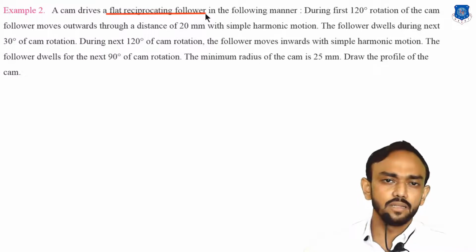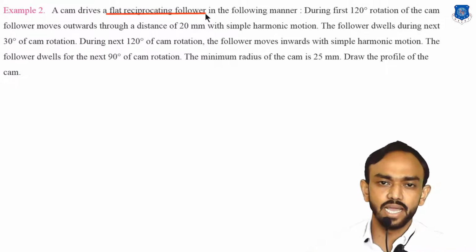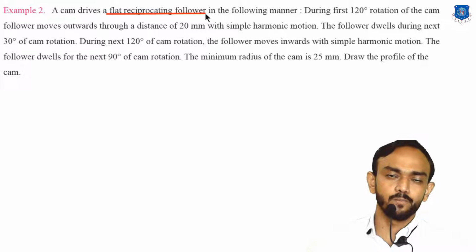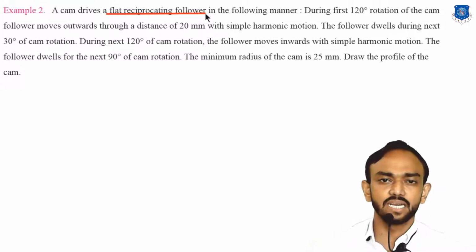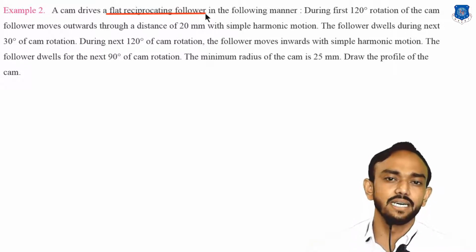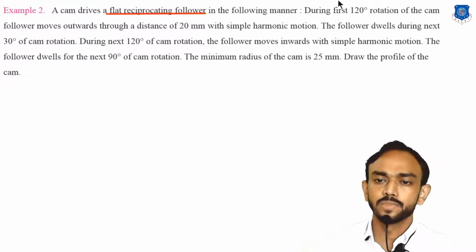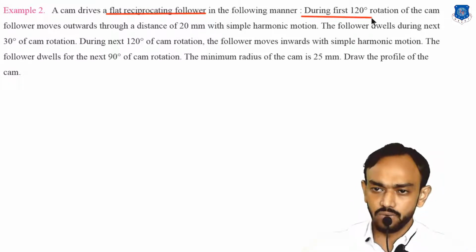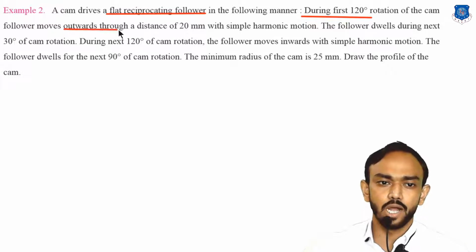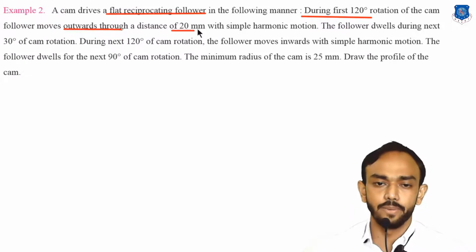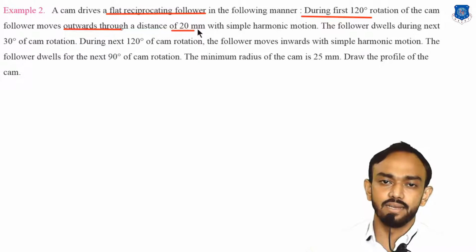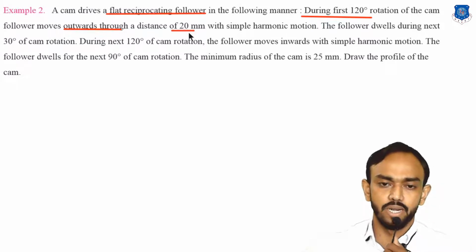All other data, the displacement diagram and base circle, will be the same. There is no difference, the only change is the flat face. So the displacement diagram will be the same, but the only change is in the cam profile. During the first 120 degrees of cam rotation, the follower moves outward through a distance of 20 mm. It means that theta 1, the rise angle, is 120 and the lift or stroke is 20 mm.